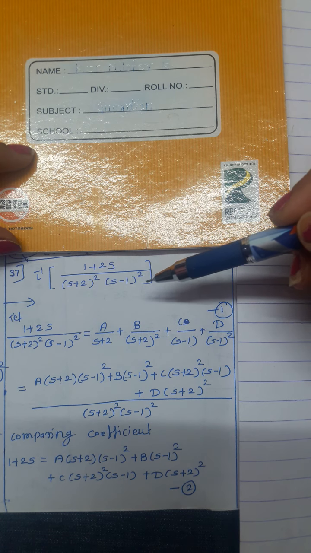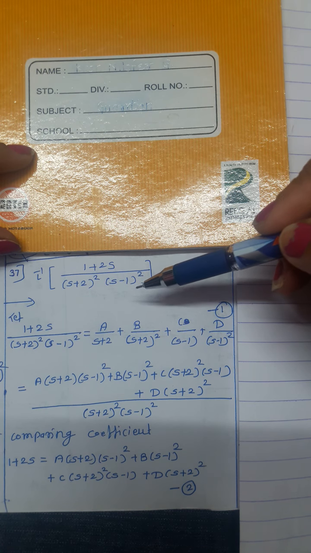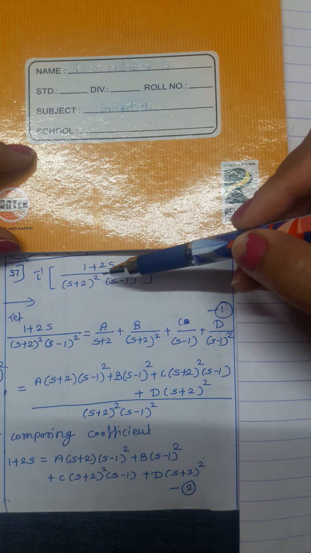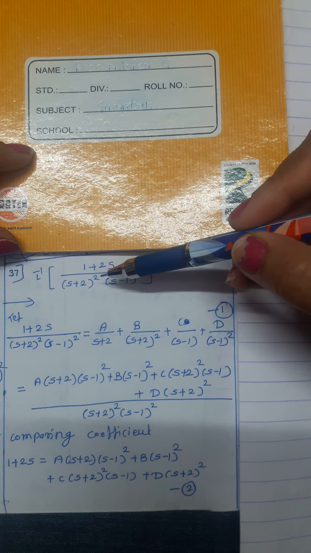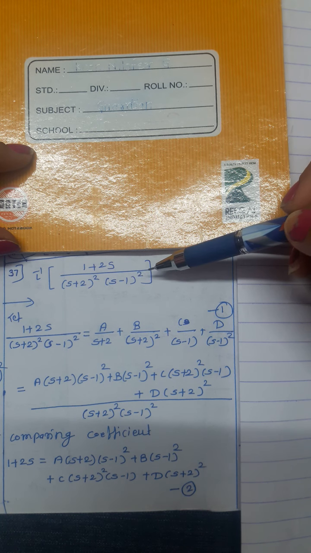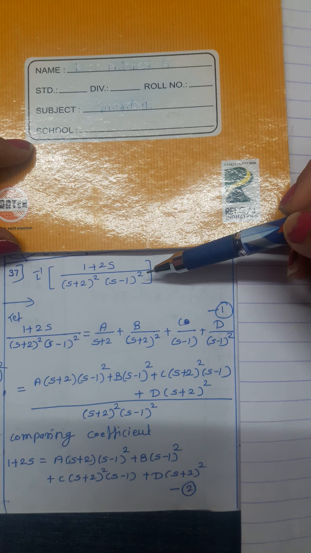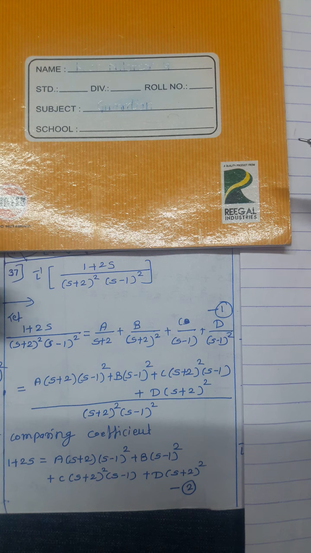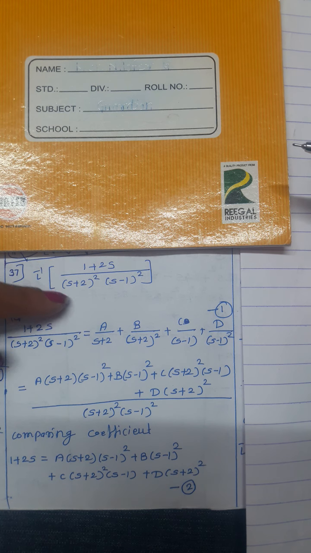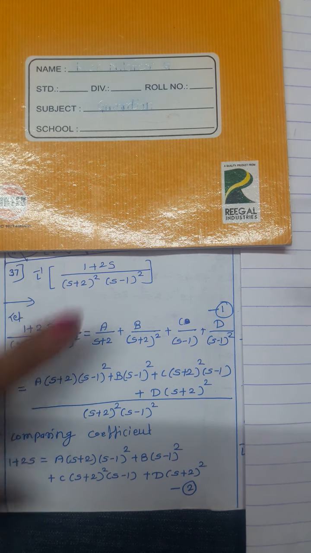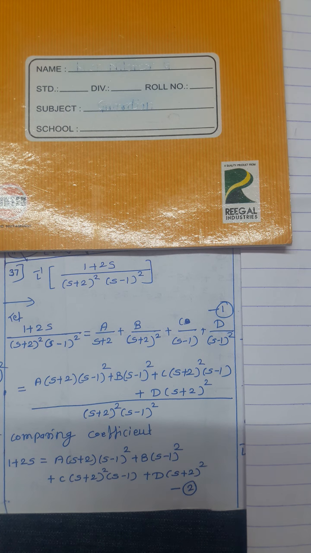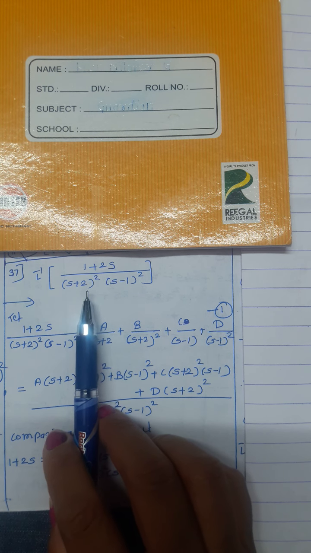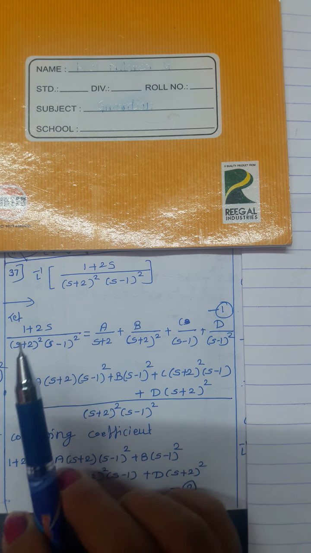The denominator contains two factors, and both are linear, but they are repeated two times. Square means this linear factor is repeated two times, and this square means this linear factor is repeated two times. That's why we have to decide which type of partial fraction we are going to use to solve this example. Now the denominator contains a linear repeated factor, that's why we have to use the second type of partial fraction. So what is the second type?